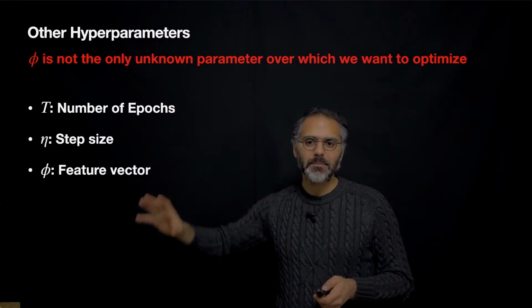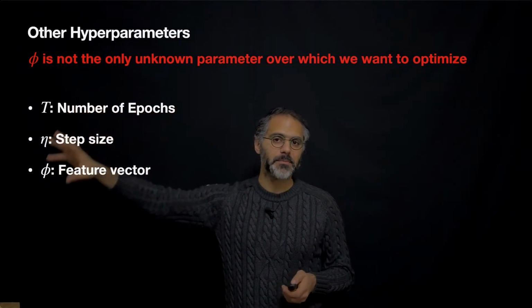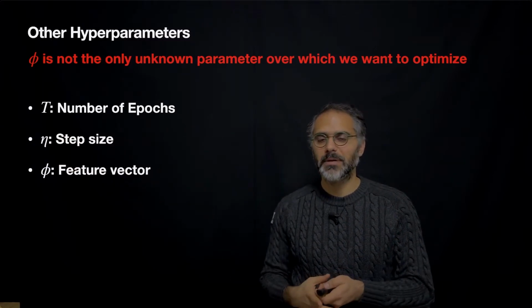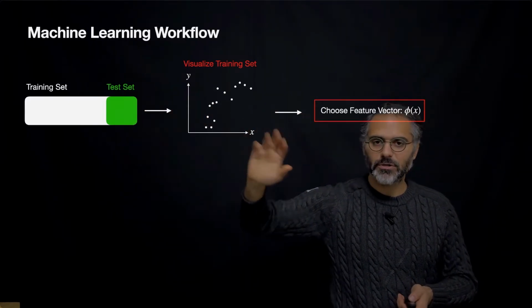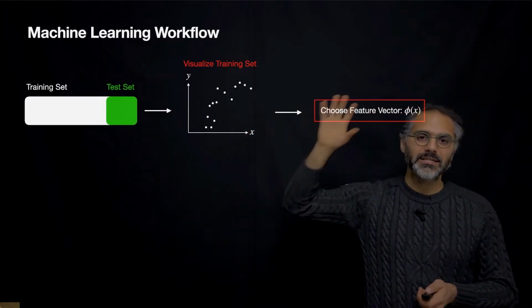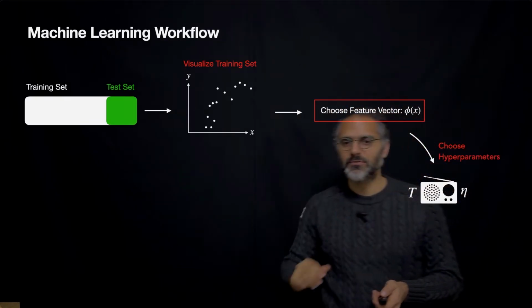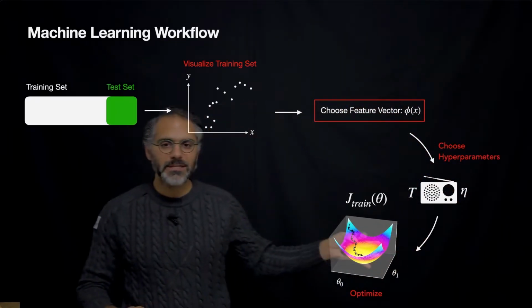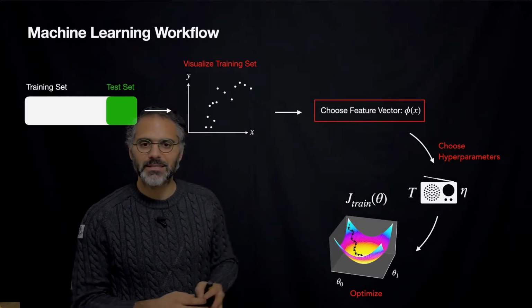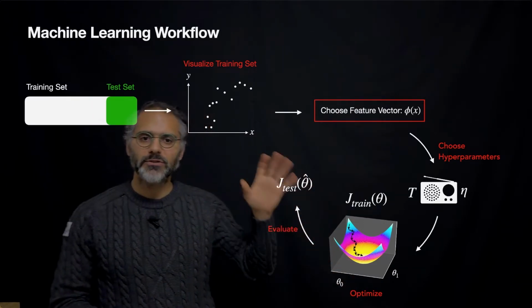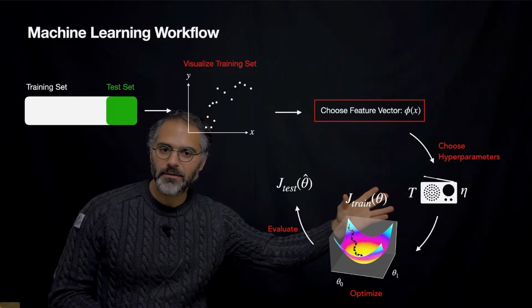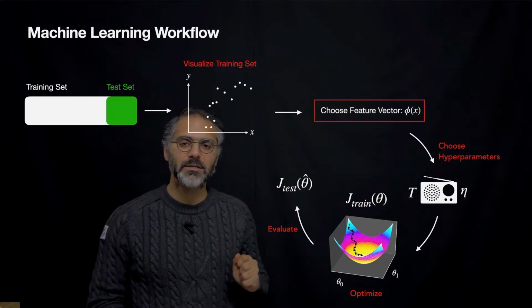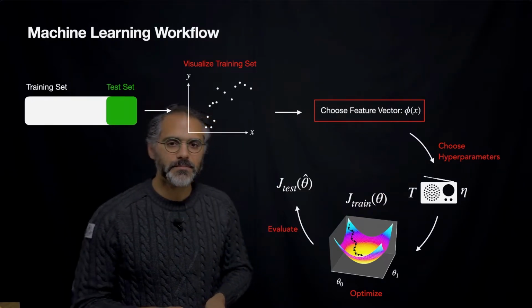So we start with these hyperparameters. Phi is one of these hyperparameters, but there are other choices you can make for your model. The workflow is you split the data, you visualize only the training set, you can't cheat and look at the test set, and then you choose your phi. Once you choose your hyperparameters, you run the optimization, the gradient descent algorithm. Once you do that, you evaluate it on the test set. So here we trained on JTrain, we minimized JTrain, and then we tested on JTest, the test set.